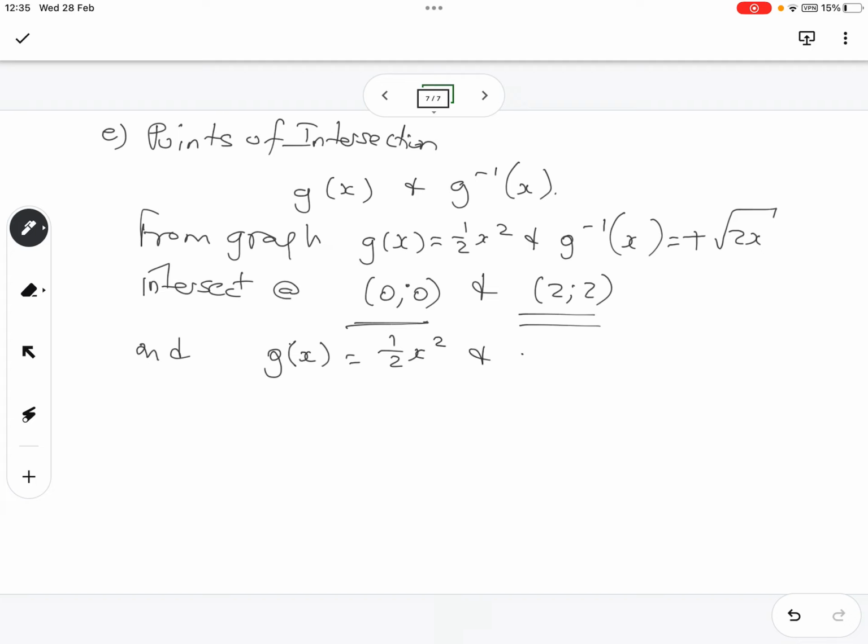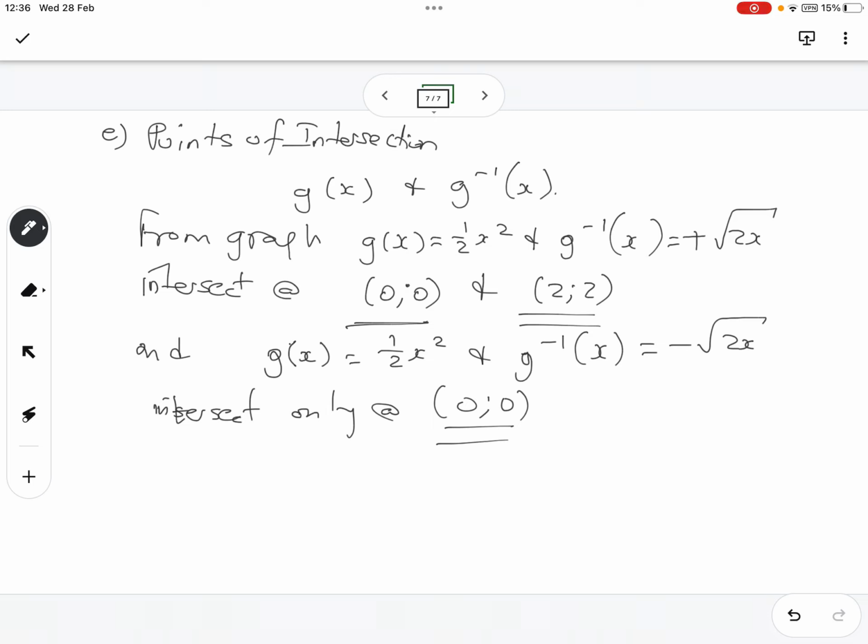Half x squared and g of negative 2x intersect only at 0, 0. All right.